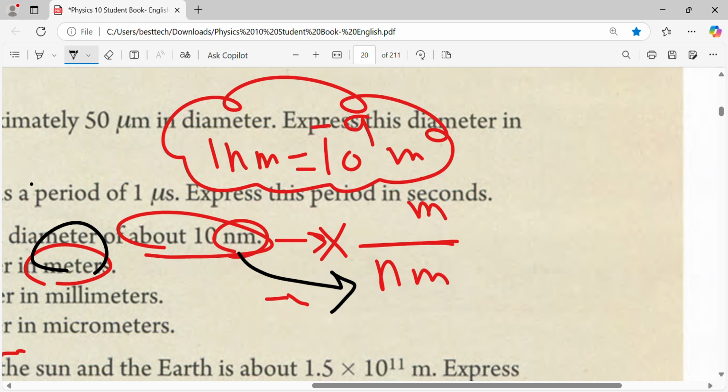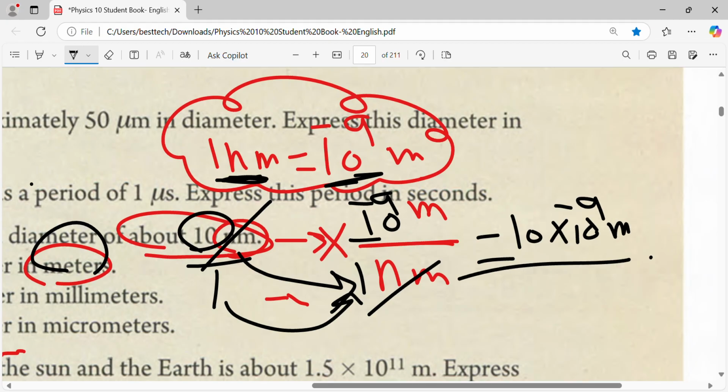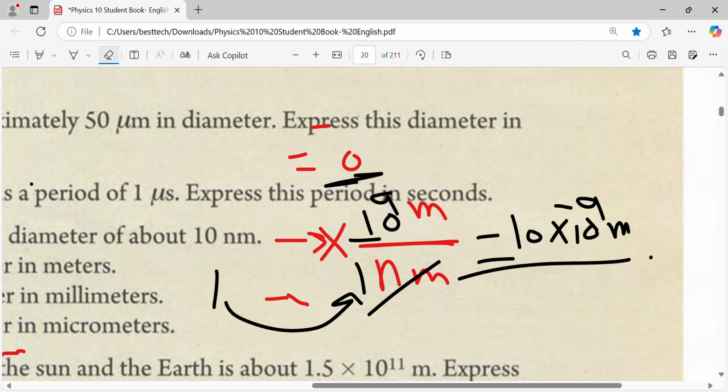We have 1 nanometer, so the one should be next to the nano, and the other, 10 power negative 9 meter, goes next to the meter. So the nanometer with nanometer is cancelled. Again, the down is 1 times 1, still 1, so don't write it. The up is left: 10 times 10 power negative 9 meter. I think it's easy, guys.